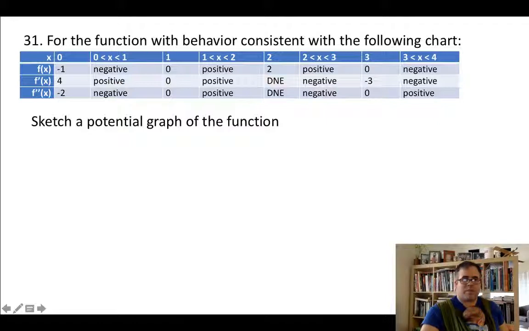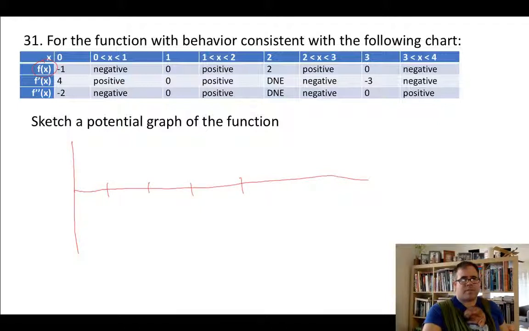Alright, moving right along. Sketch a potential graph of the function. The good news is that they provide values for f of x. So we're going to sketch our graph. It goes from 0, 1, 2, 3, 4. 1, 2, 3, 4. No big deal.